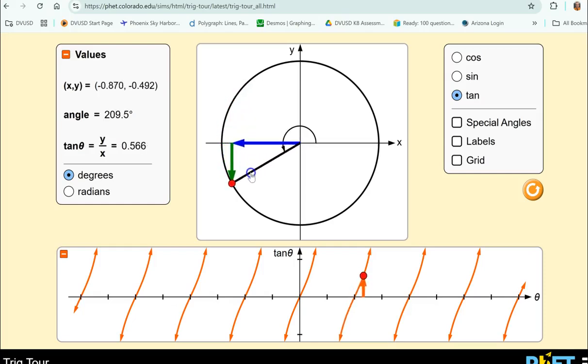Down here at 225, y over x is positive because we are dividing a negative by a negative. And then at 315, we're going to have -1, because cosine is positive, but sine is negative. It's not quite as obvious to see as when it's just cosine or sine, but that relationship is still there.